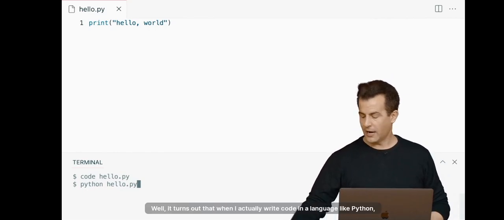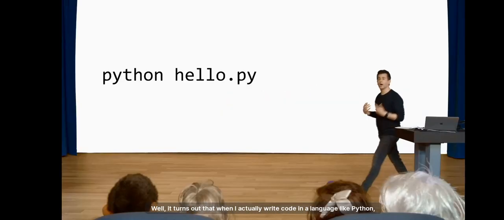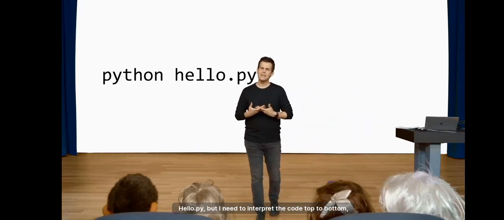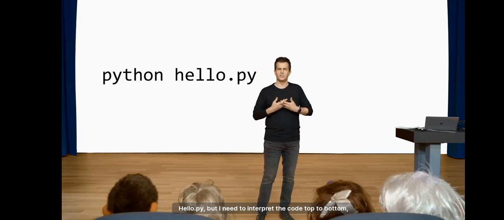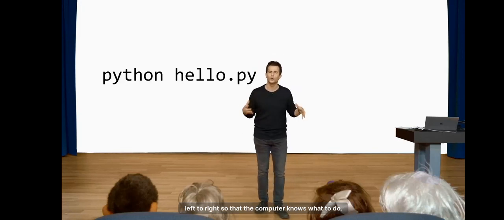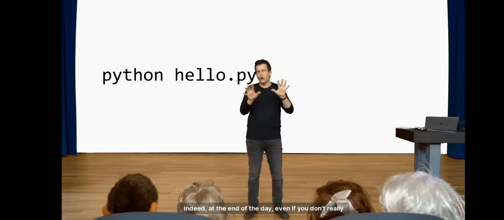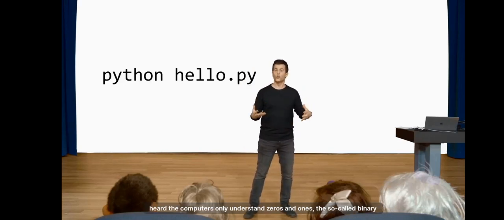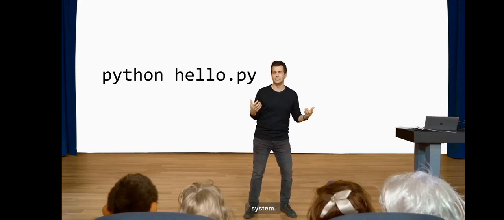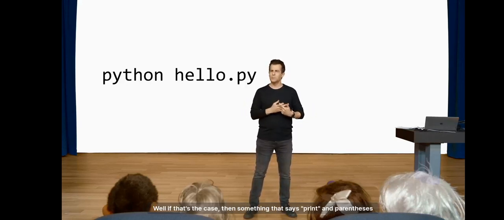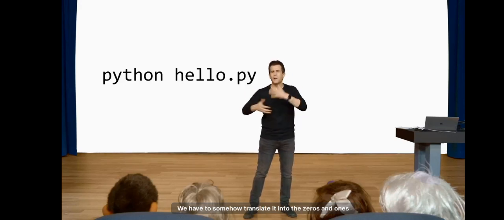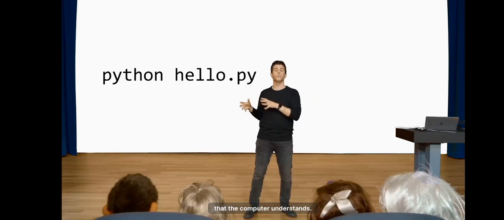Well, it turns out that when I actually write code in a language like Python, it's of course stored in that file, hello.py, but I need to interpret the code, top to bottom, left to right, so that the computer knows what to do. Indeed, at the end of the day, even if you don't really know much about computers, you've probably heard that computers only understand zeros and ones, the so-called binary system. Well, if that's the case, then something that says print and parenthesis and quote-unquote hello world is surely not zeros and ones. We have to somehow translate it into the zeros and ones that the computer understands.